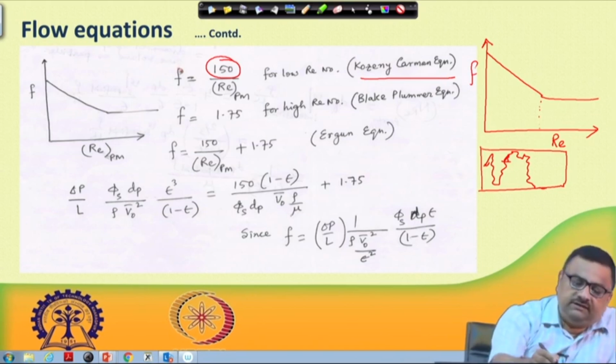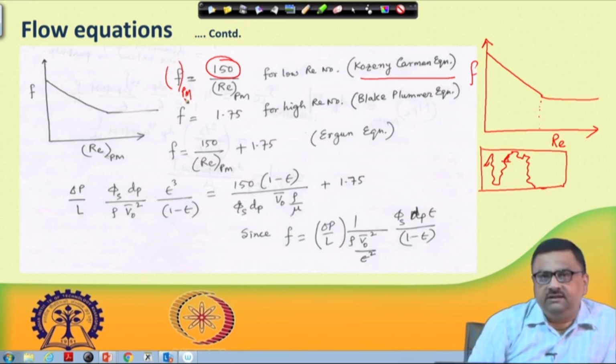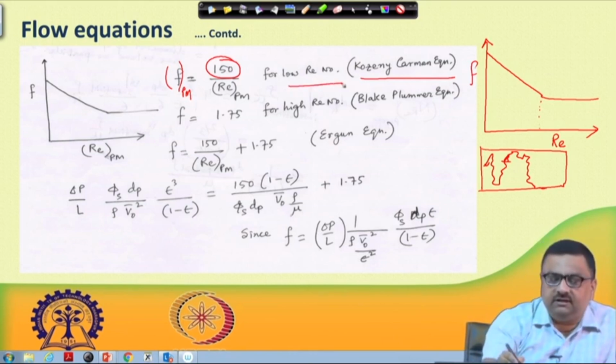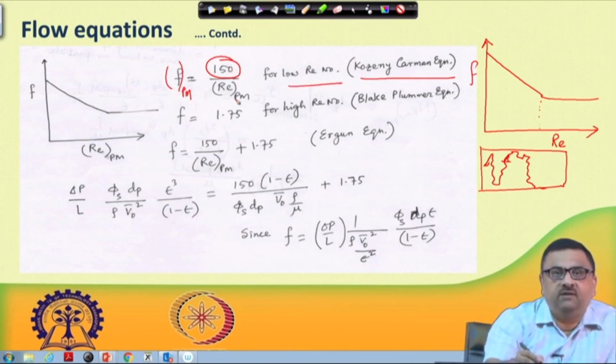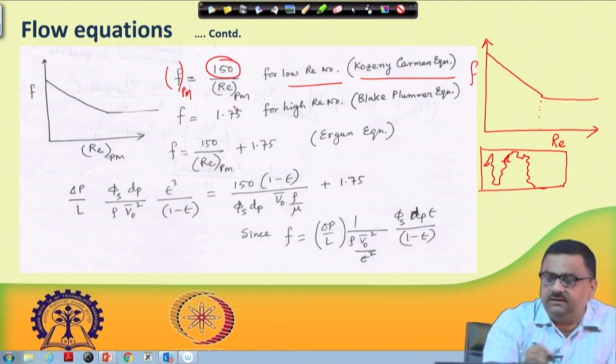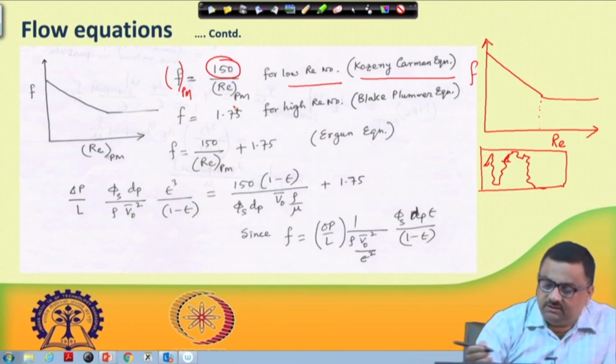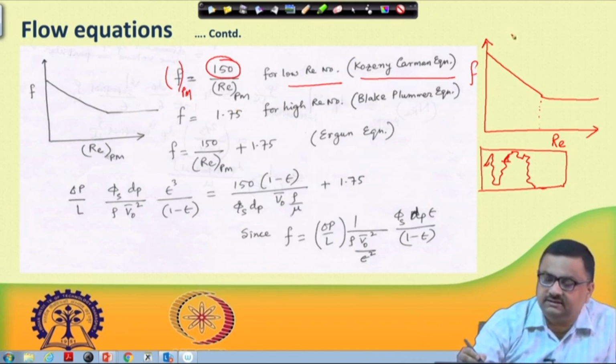They said that okay, friction factor for porous media, if the flow is for low Reynolds number, it would be written as f porous media would be 150 by Reynolds number for the porous media. What is Reynolds number for the porous media? You must recall, we had already discussed this in the earlier lecture. We derived it.